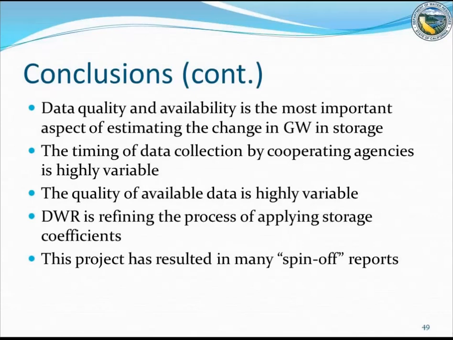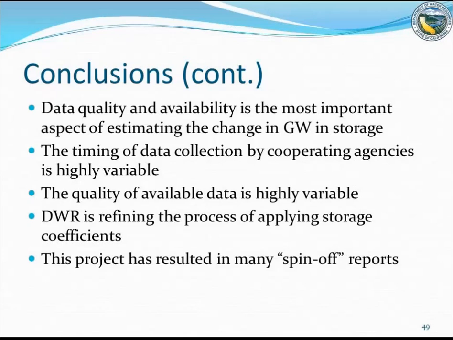So some other things that came up, it's not a big surprise that data quality and availability is the most important aspect of estimating the change in groundwater and storage when you're using groundwater level data. The timing of the data collection by the different cooperating agencies and DWR is variable. When we wanted to look at springtime data measurements, often agencies will just go out and collect a single springtime measurement, and those were sometimes in January, sometimes in April, depending on where you were in the state and what your monitoring program consisted of.